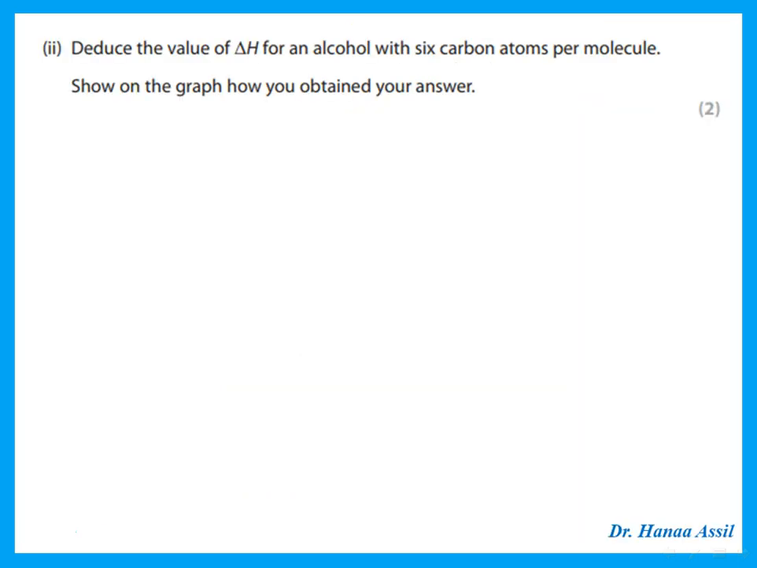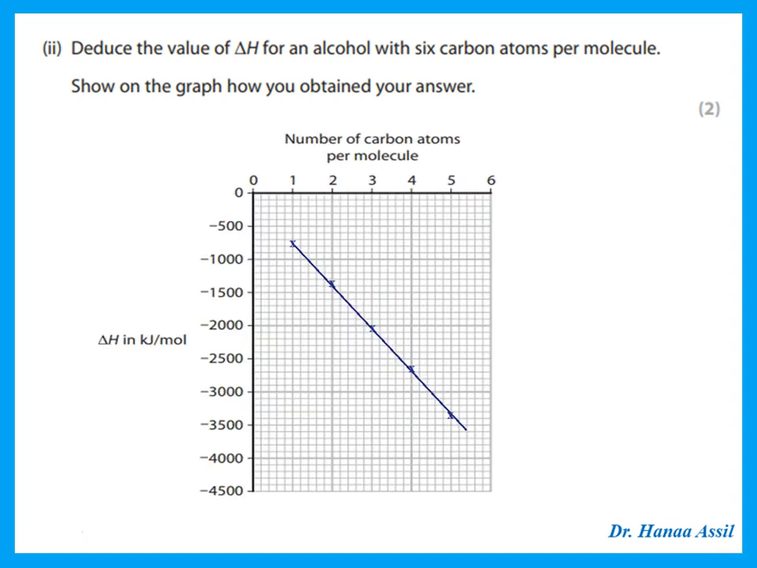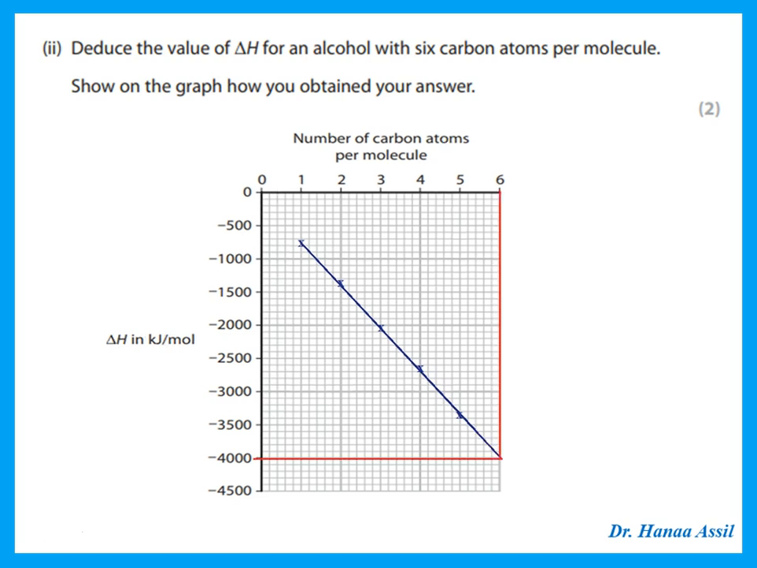Then he says deduce the value of ΔH for an alcohol with 6 carbons. He did 1, 2, 3, 4, and 5 carbons. So he's saying from the graph, determine if something has 6 carbons, the ΔH will be what? And that means we extend the line and determine for 6 carbons. So that shows from the graph that ΔH is minus 4,000 kilojoules per mole. Please show on the graph how you obtained your answer. So you have to draw these lines that I drew in red.